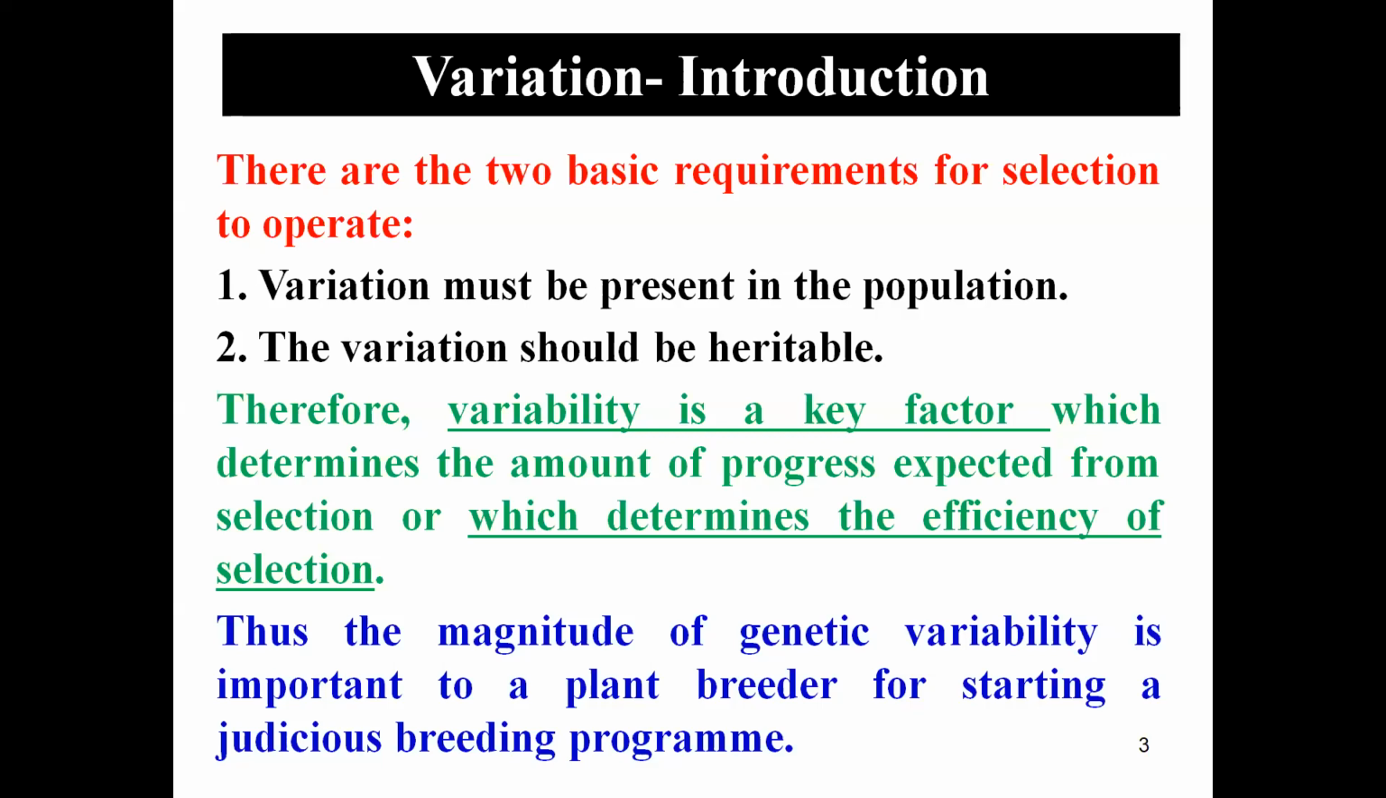So variability is a key factor which determines the efficiency of selection, or in other words, which determines the amount of progress expected from selection. So the magnitude of genetic variability is very important to a plant breeder for starting a judicious breeding program. If there is no variability, a breeder can't make a judicious breeding program. Variability must be there.